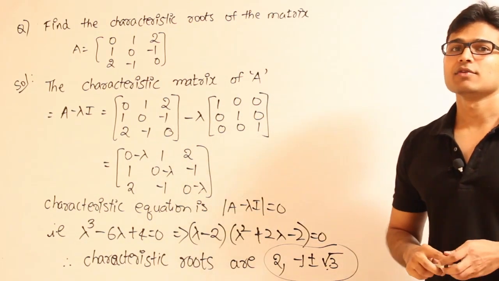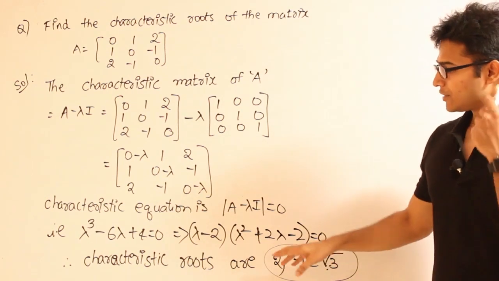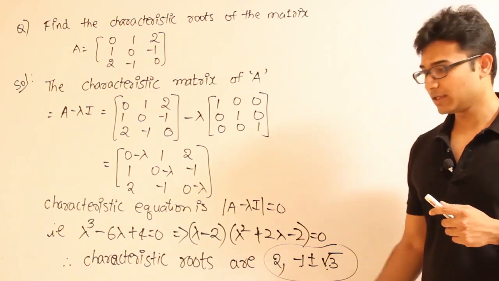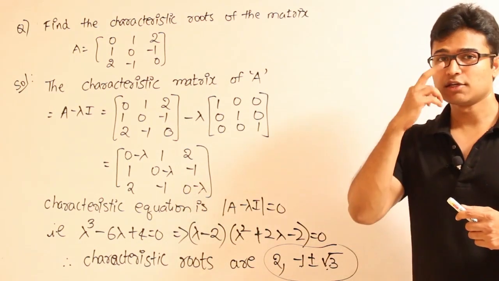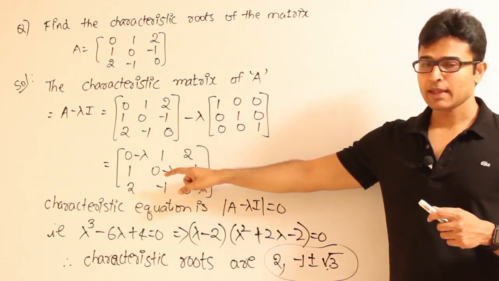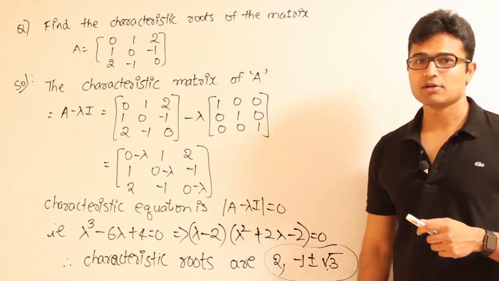In case in the exam, instead of asking you to find the characteristic equation, if they have given you options that 2 is one of the eigenvalues, then what you can do is substitute 2 in place of lambda, and you see that this determinant is equal to 0. You can even substitute it and find it out.